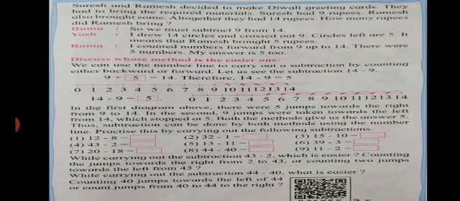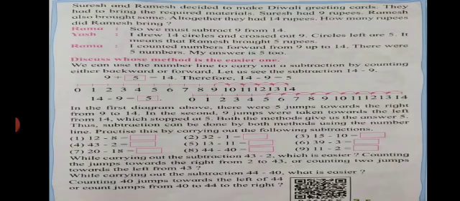While carrying out the subtraction 43 minus 2, which is easier? Counting the jumps towards the right from 2 to 43, or counting 2 jumps towards the left from 43. While carrying out the subtraction 43 minus 2, it is easier to count 2 jumps toward the left from 43.